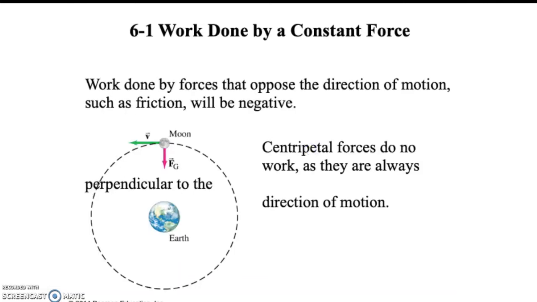What if we have work done by forces that oppose the direction of motion, such as friction? That will be negative. So when we talk about friction work, that's negative. And then centripetal forces do no work, as they are always perpendicular to the direction of motion. So we've got centripetal force going in, motion going this way. They've got a 90-degree angle. They're perpendicular. Therefore, there is no work being done on the moon by the Earth.